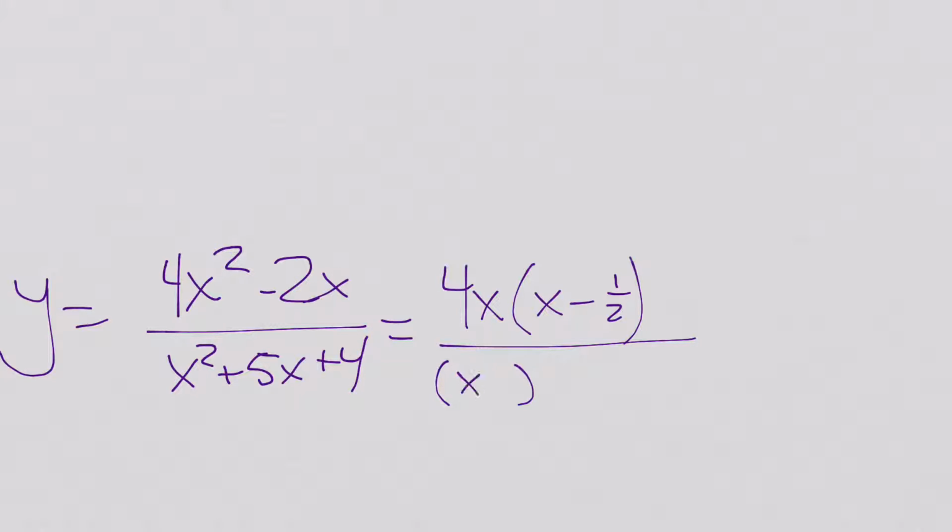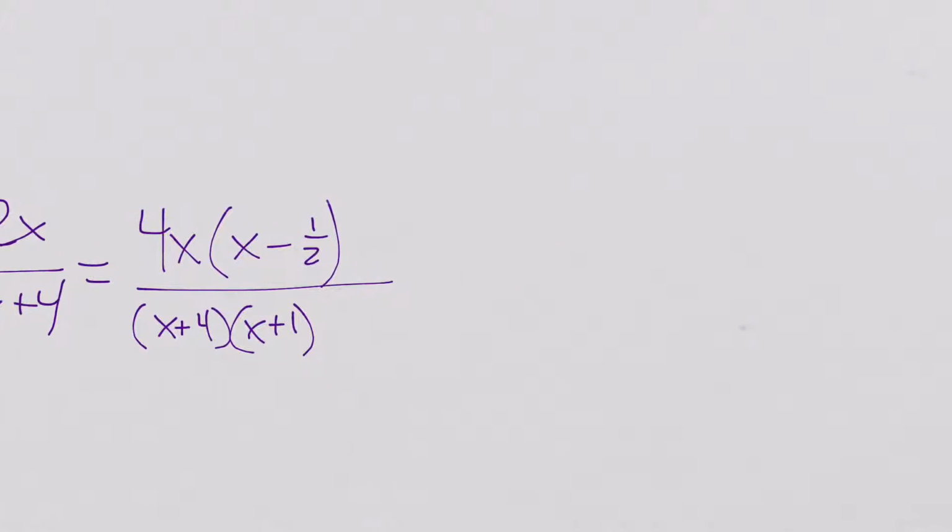It will factor as x plus 4 times x plus 1, because 1 times 4 is 4, and 1 plus 4 is 5. So now we can sketch this thing pretty quickly. No holes or anything, so it'll be very straightforward. X-intercept at positive 1 half, so right there. Also an x-intercept at 0 from that 4x pulled out front. So two x-intercepts there, and they both cross.